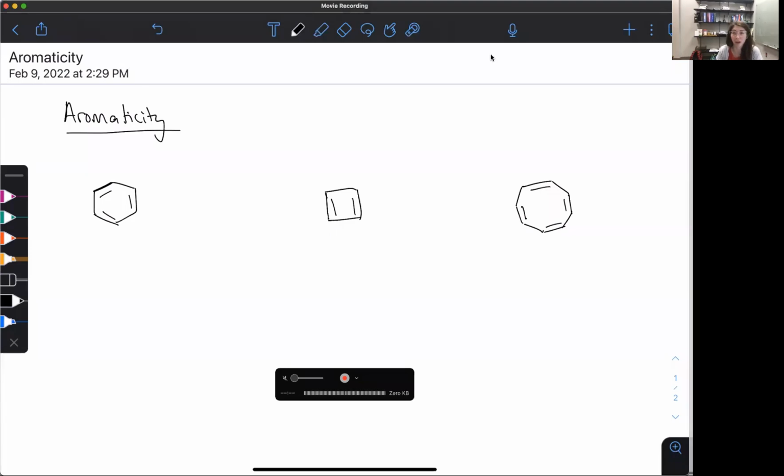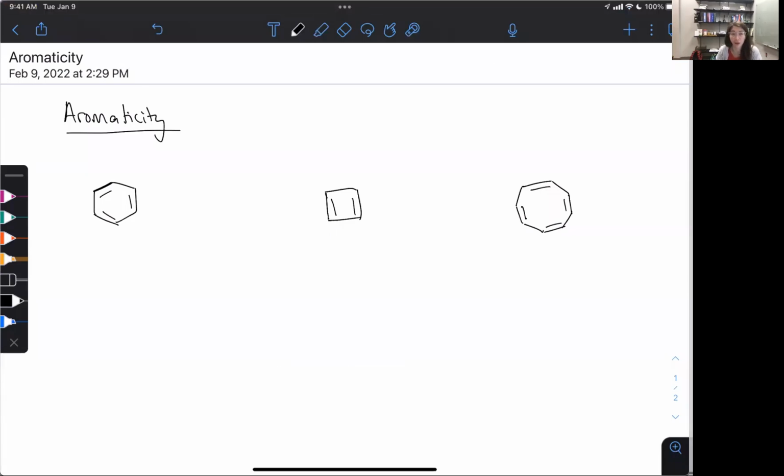Everybody, I'm going to talk about aromaticity today as kind of an introduction to what we're going to dive into next, which is the reactions of benzene. But before we do that, we need to understand a little bit more about what benzene is actually and what an aromatic compound actually is.